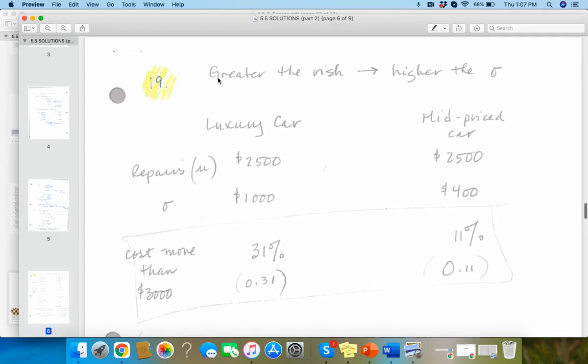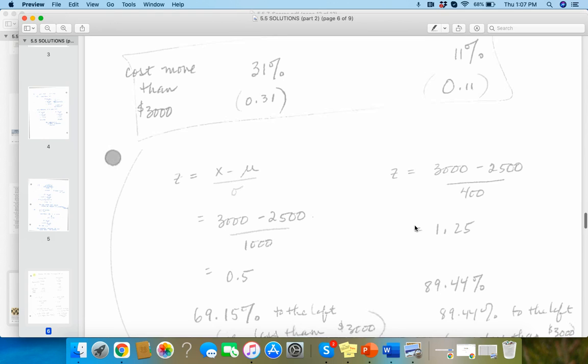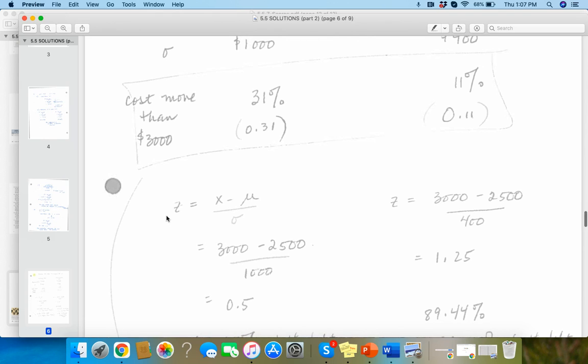First of all, the greater the risk, the higher the standard deviation. Now you have your luxury car. You know that the repair is going to be 2,500, but your standard deviation is 1,000. This is just the information from the question itself. And the mid-price car also has a repair of 2,500, but a standard deviation of 400. So what we're going to do is take a look at what the z-scores look like for these cars. Z is equal to x minus the mean divided by the standard deviation. What we want to know is the probability of it being $3,000 or more.